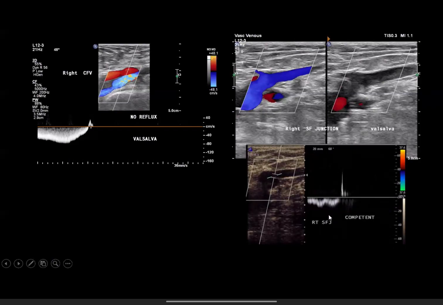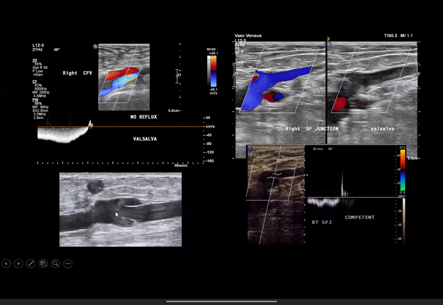We can see on spectral Doppler analysis an abrupt cessation and no flow reversal component at the saphenofemoral junction, just proximal to this terminal valve. The venous valve can also be seen in real time, and we can see the flow passing through it. The cusp of the valve is seen with a slight dilatation just at the level of the venous valves. This is the normal variation.